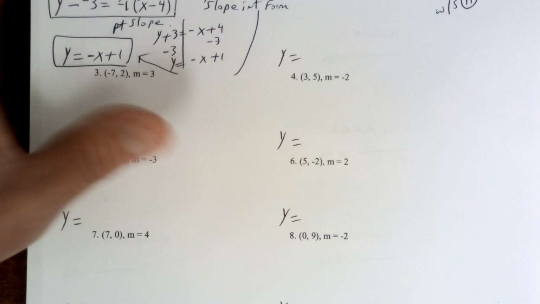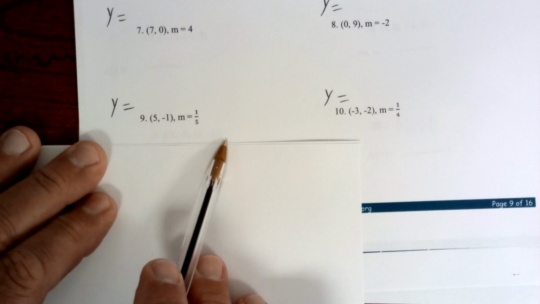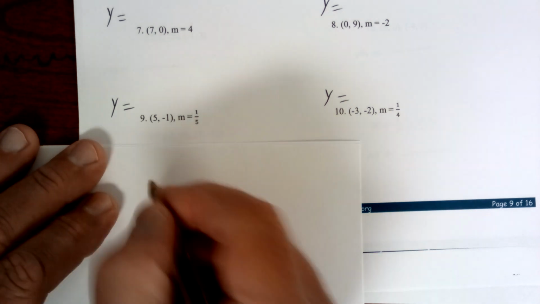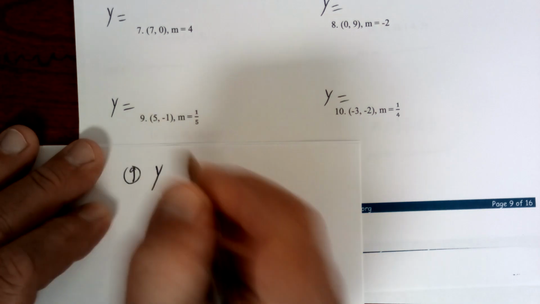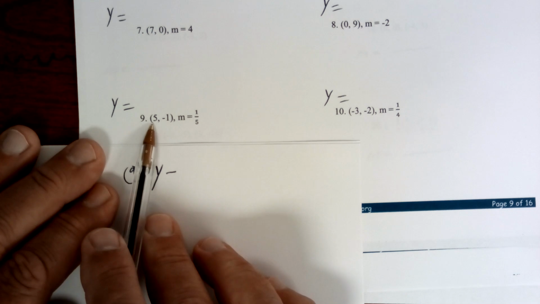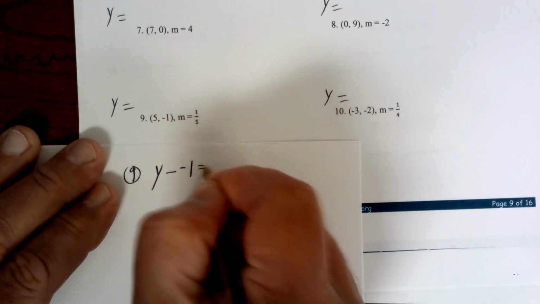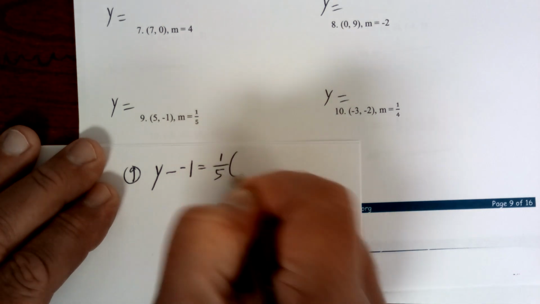Now, excuse me, when you get a fraction, copy this one down, okay? So let's first plug it in point slope. So it's going to be y, number 9, y minus what? If you say 5, that's not correct. It's got to be the second one, remember? Y minus 1, because that's a y, and then x minus 5.